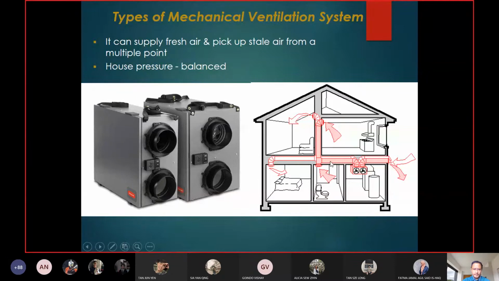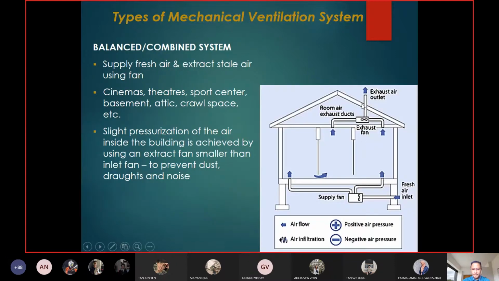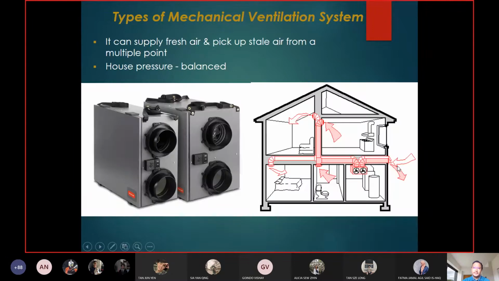But this is how it looks when you have a balance or combined system. So the fan, you have one fan. I'm not sure whether this comes together, or I think this one, yeah, this is one fan, this is another fan. You only choose either one, so you don't use both at the same time. Or it depends. Maybe this one is for supply, another one is for extract. But you can see in the previous drawing, you have the fan at two different locations. And then here you can actually put the fans at the same place.